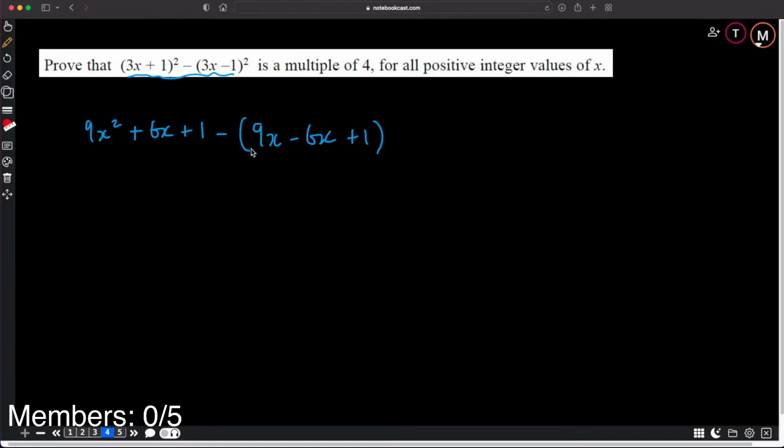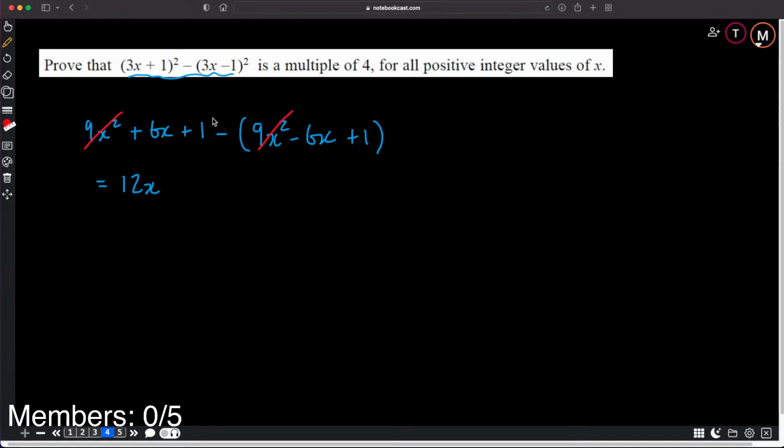Now let's combine like terms. I said 9x, that should be 9x squared. What's going to cancel? 9x squared take 9x squared cancels. Then 6x, that's a subtract, but then we have a negative 6x, and that's going to become a plus, so that's going to become plus 12x. Then we have 1 take 1, and they cancel out as well.